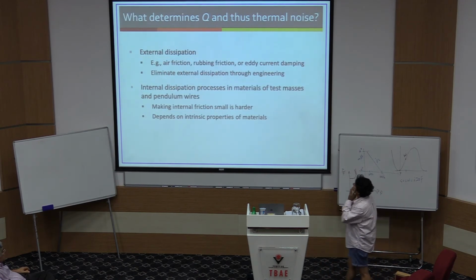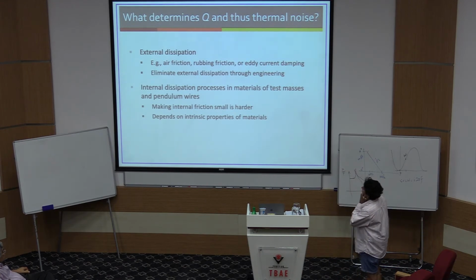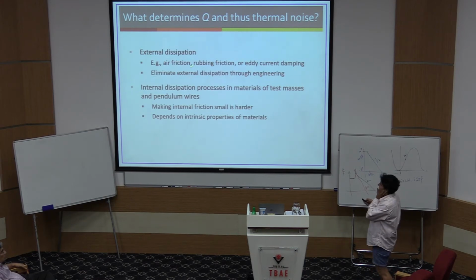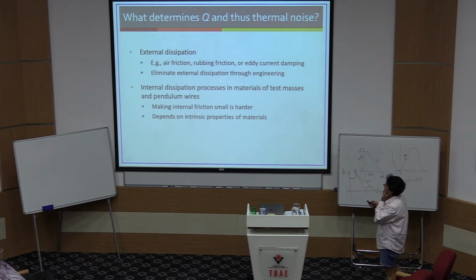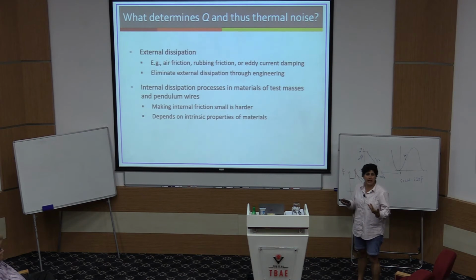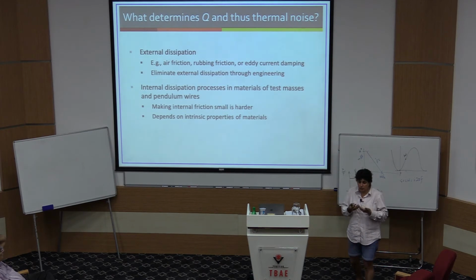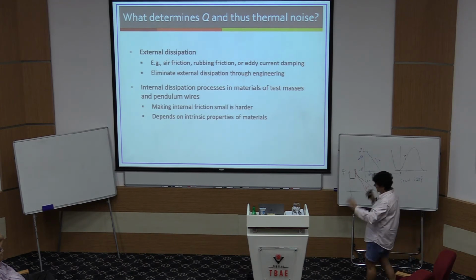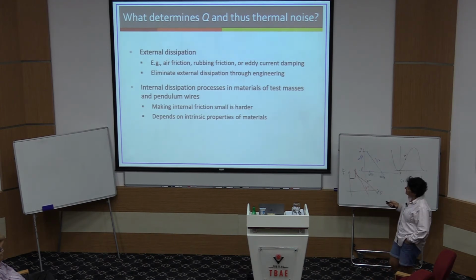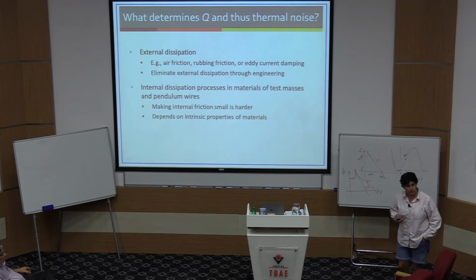I'll skip this. I'm running out of time a little bit. So let's just talk a little bit about what determines the Q and thus the thermal noise of a material. So external dissipation, which usually gives us this viscous damping, is things like air friction, rubbing, eddy currents. And this is usually eliminated by engineering. We actually can, you make a good enough vacuum system, you'll do better. If you're having some kind of eddy current damping, you have to just make sure that you shield your materials from metallic surfaces, etc. So that I feel like in experiments is pretty easily done. Internal dissipation depends on the material properties of the materials that we use, and that's much harder to deal with.